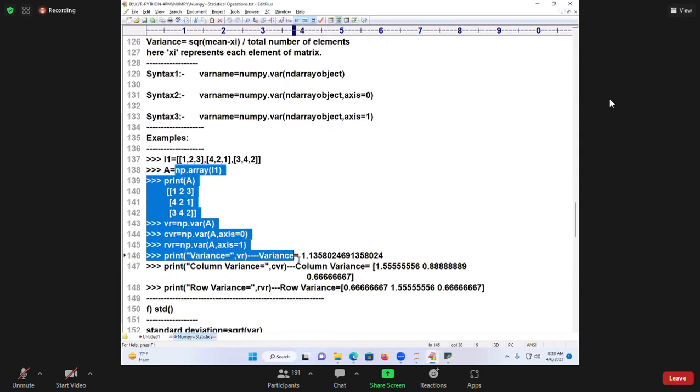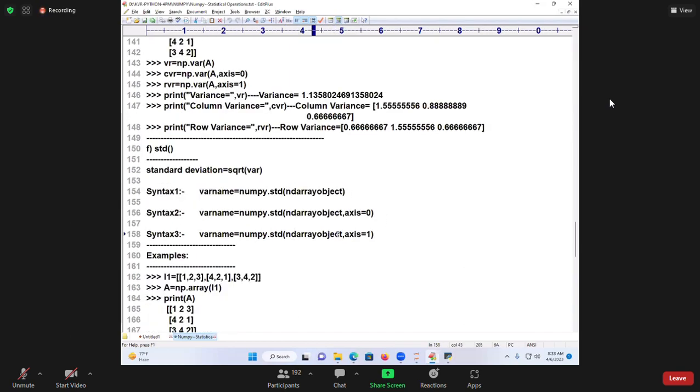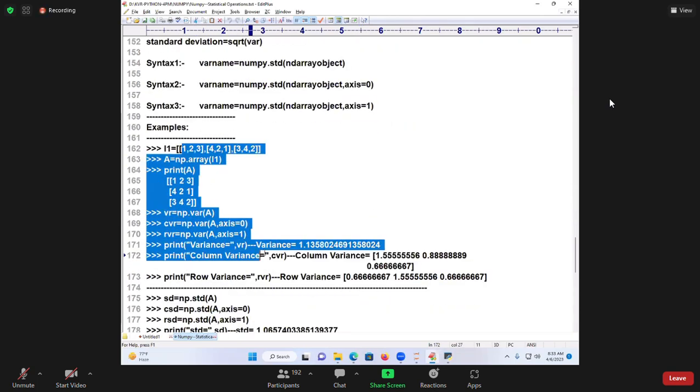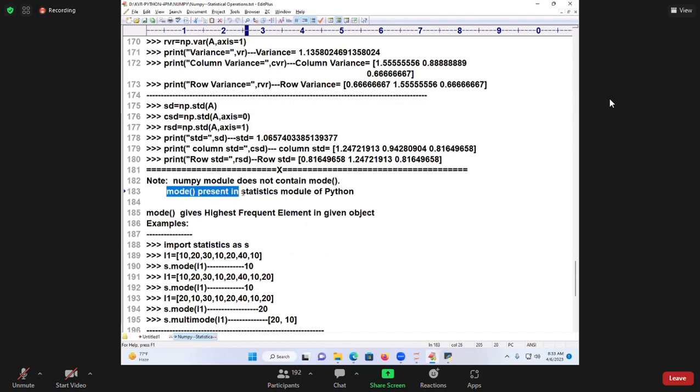See the matrix. Standard deviation: sqrt of what? Variance. Axis wise available. Got it. Standard deviation. The NumPy module does not contain a mode function. Mode is present in the statistics module of Python. Mode gives you the highest frequent element in the given object.